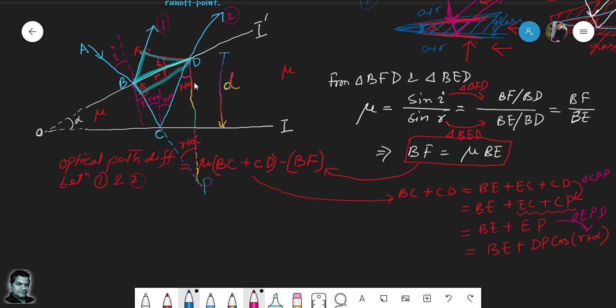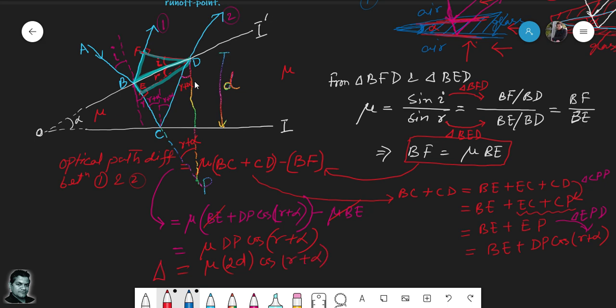Now let's go back here. We have mu into BE plus DP cos R plus alpha minus mu BE. From these two, this one and this one get cancelled out, leaving mu DP cos R plus alpha, which is nothing but mu 2d cos R plus alpha. So this is the first result. The path difference between ray 1 and 2 is mu 2d cos R plus alpha.